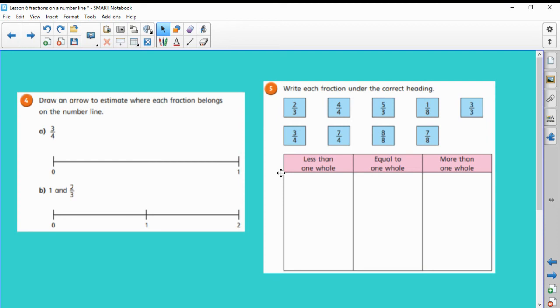Question 5. Write each fraction under the correct heading. Look at these fractions. Can we find the ones that are equal to a whole? Place them in the table, cross them off when you've used them. Now remember, less than a whole. What does the numerator have less than the denominator if it's a whole? When it's more than a whole, what is the numerator compared to the denominator?